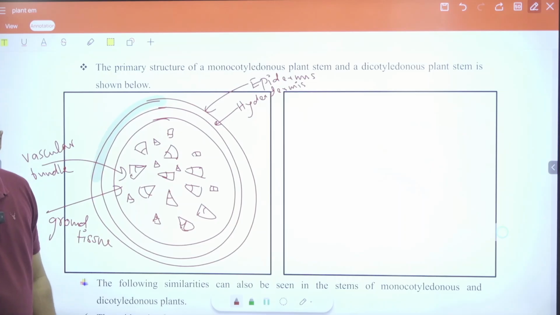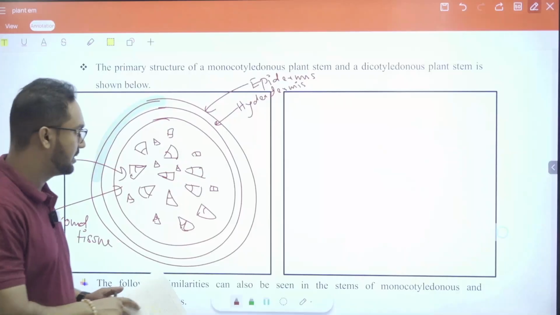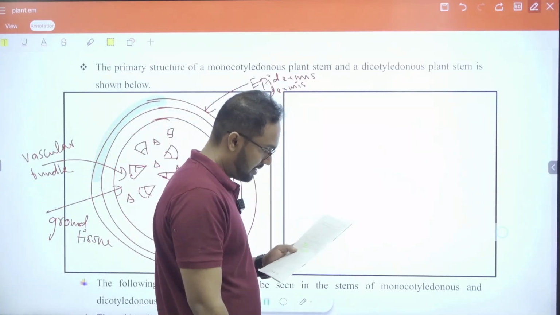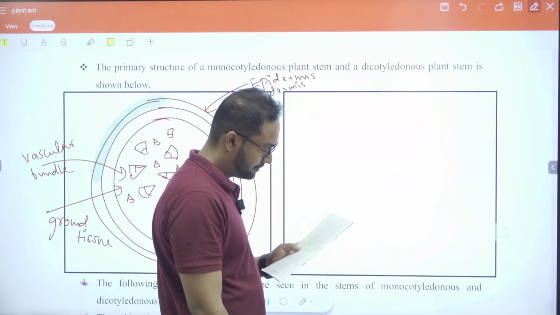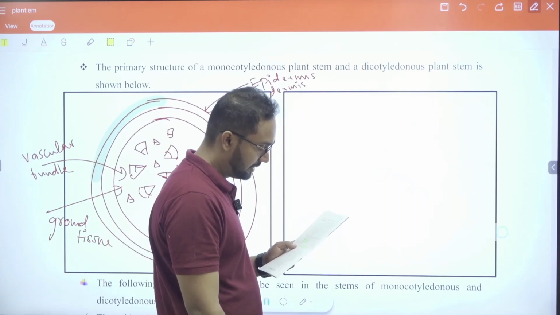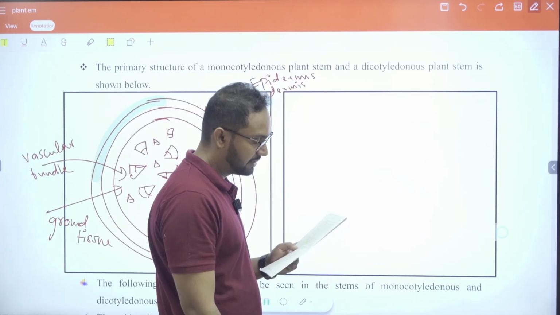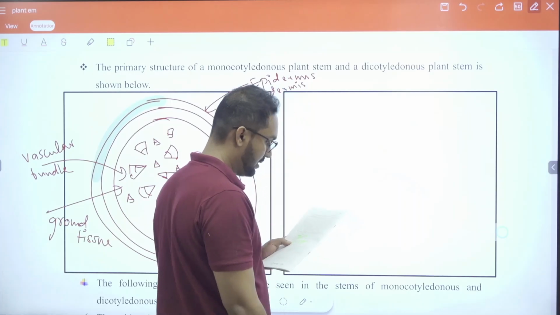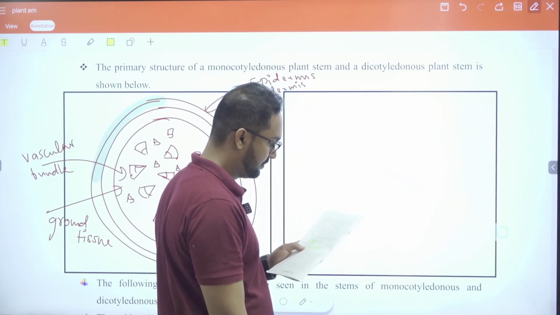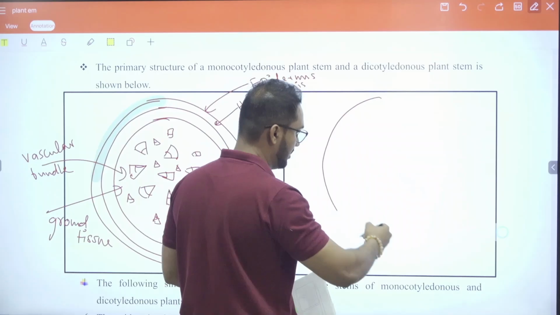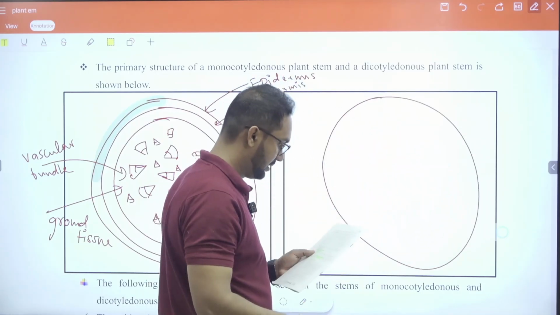When it comes to the dicotyledonous plant, the vascular bundles are much more radial, and there are two layers, right? The cortex and the medulla. The cortex is made of two things, the parenchyma cell layers and the collenchyma cell layers, right? And there's a dermis as well. Something like this.